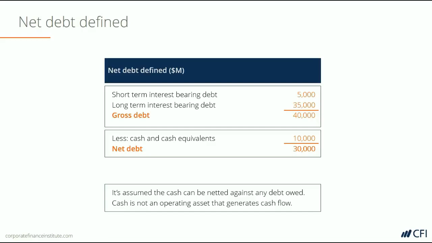The other thing to note is that cash is not an operating asset that generates cash flow for the business. So in that sense, it wouldn't be included in the asset value of the company or the firm value. So cash is netted out from the total debt to get the net debt.